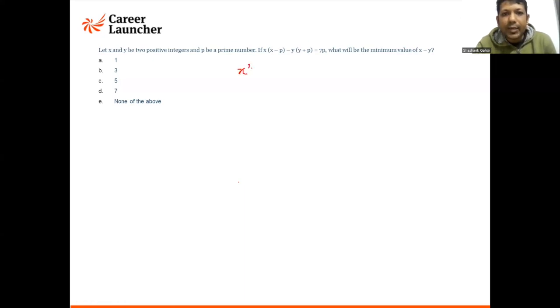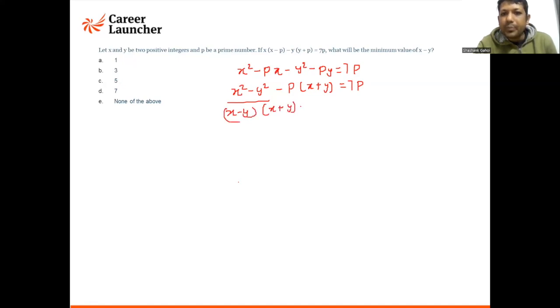So I can say x square minus px minus y square minus py is equal to 7p. Now from here I can say x square minus y square minus p times (x plus y) is equal to 7p. Now I'm just going to open this as (x minus y) into (x plus y) minus p times (x plus y) is equal to 7p. Now in these two, I'm going to take x plus y as common, and I get (x plus y) times (x minus y minus p) is equal to 7p.